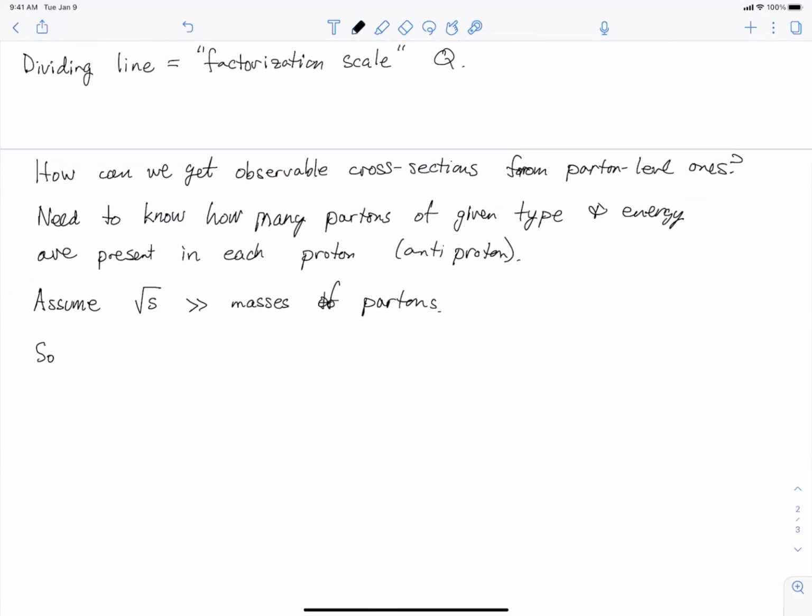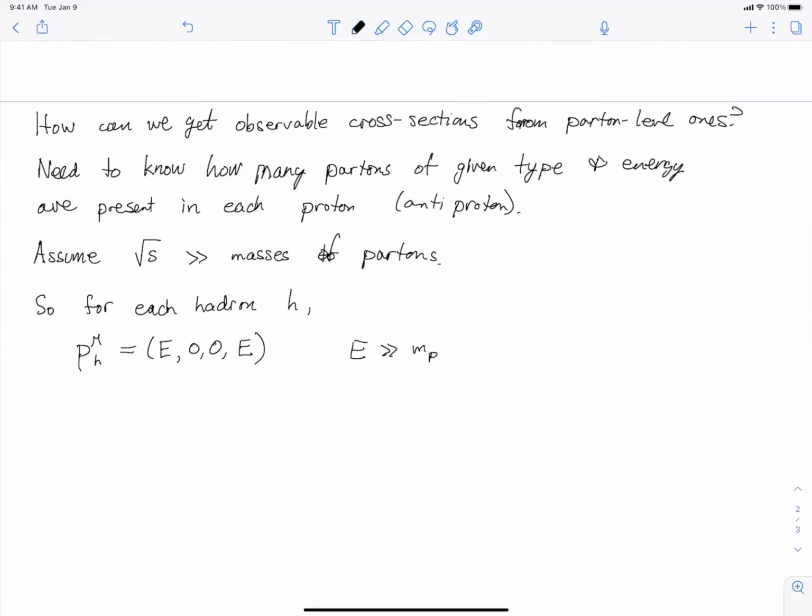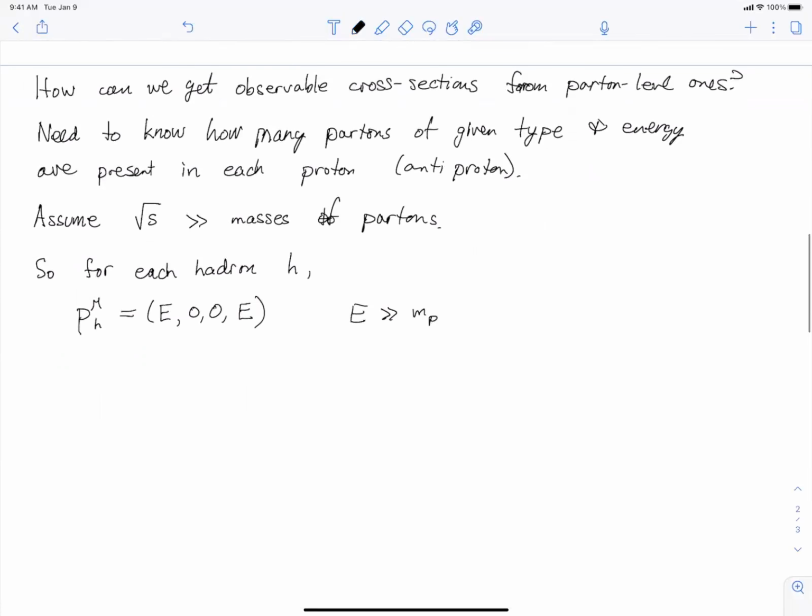So for example, for each hadron H, if it's really relativistic, the 4 momentum P mu of H has the time component equal to the energy, and if it's moving in the Z direction, it just looks like that. We're neglecting the mass, since the energy is much, much larger than the mass of the proton. Usually the hadron is either a proton or an antiproton, and so this is hopefully a good assumption.